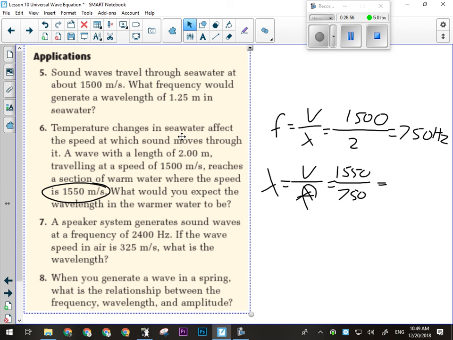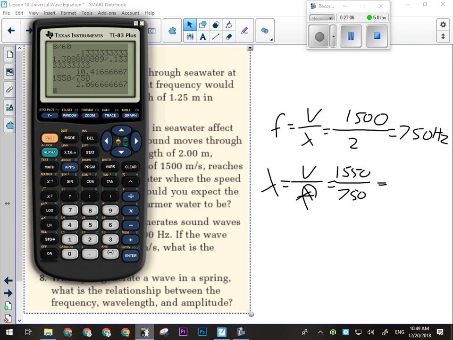For question number 5, we're told the wavelength and we're told the speed, so we can find the frequency. It'll be 1500 divided by 1.25, and so the answer is that they have a frequency of 1200 hertz.